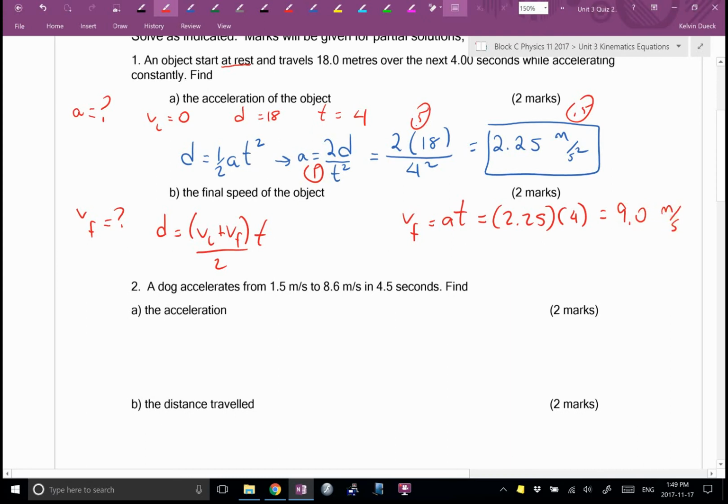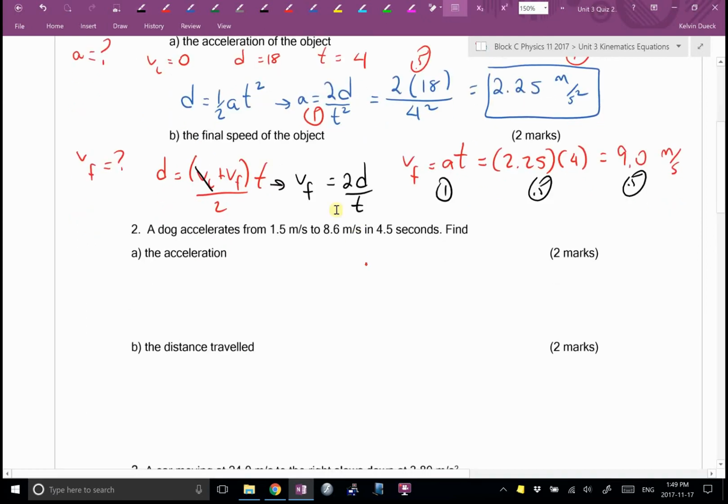If you did it that way, I would go 1 mark, half mark, half mark. If you did it the other way, you would say, well, VI is 0. I think you'd end up with VF equals 2D over T. I think. And that would also get you the same answer, I think.